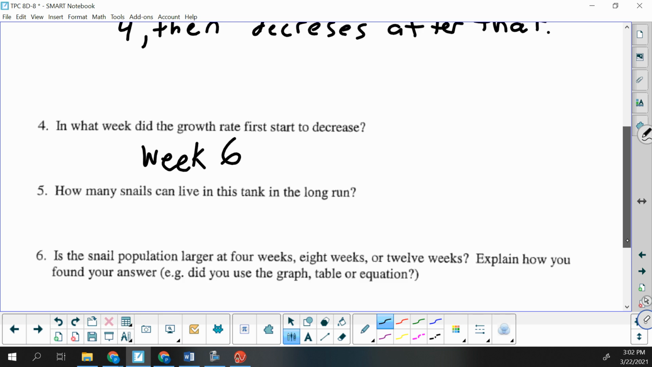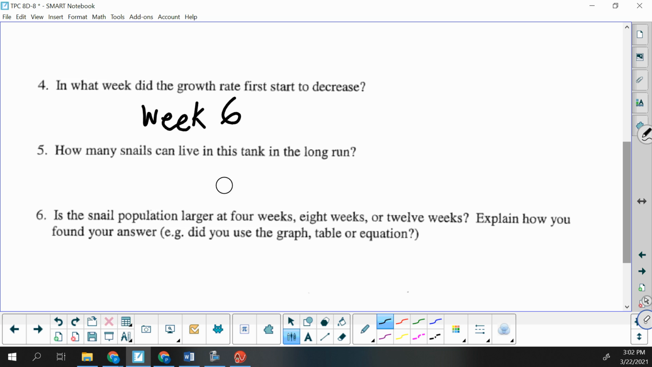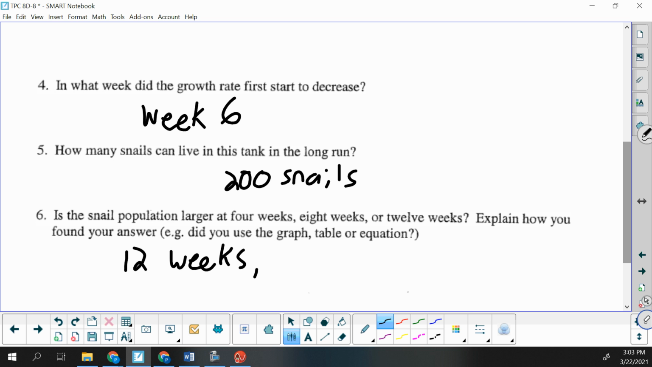So, in the long run, how many snails could live in the tank? It's 200 snails. Is the snail population larger at 4 weeks, 8 weeks, or 12 weeks? See if you can answer that and how you know. So you should have said 12 weeks, and could have said something like, based on the table.